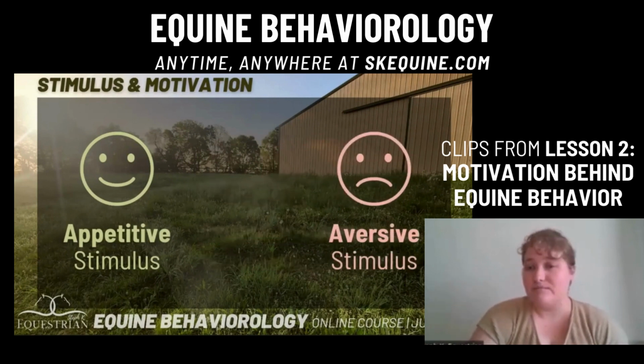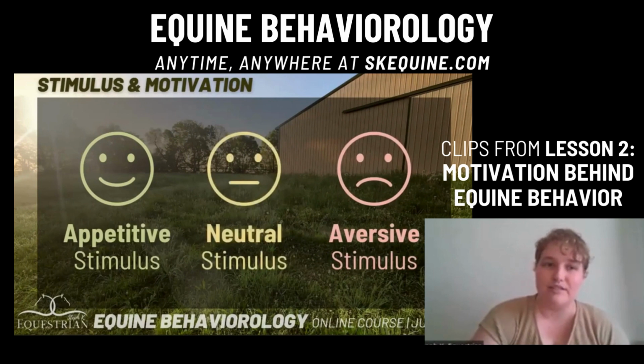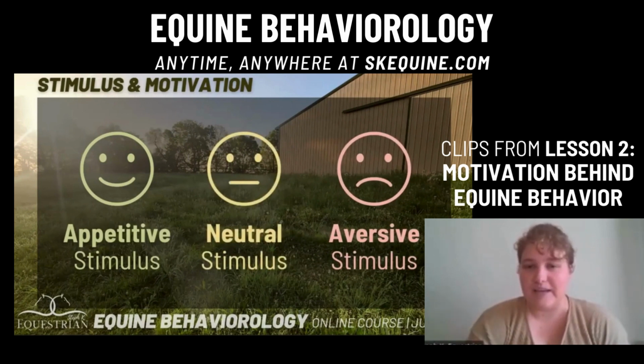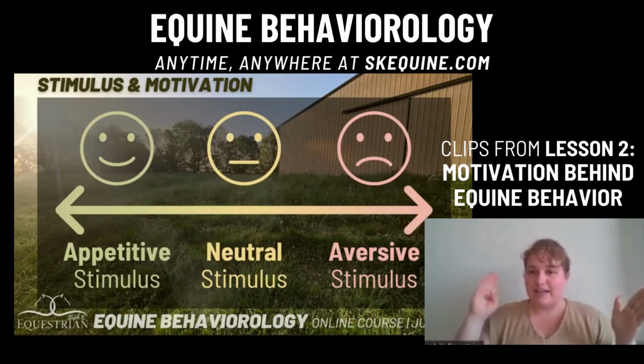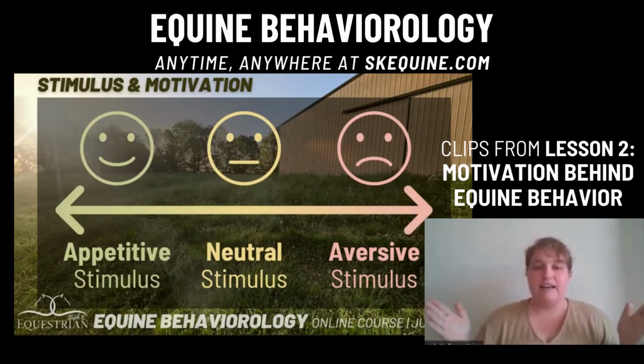And then in the middle, we have what's called neutral stimulus. All stimulus can be categorized on this spectrum from appetitive on one end to aversive on the other end, with neutral or inert right in the middle.